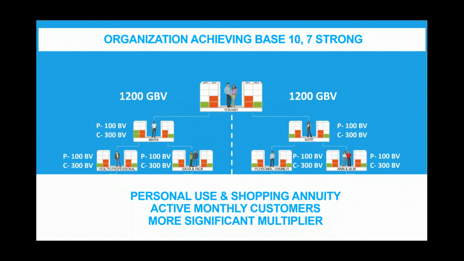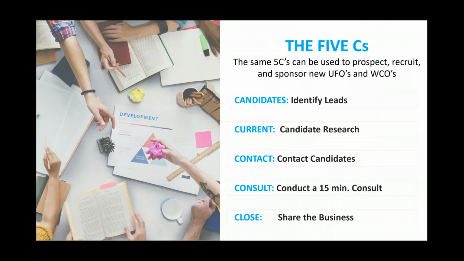Now, as you duplicate that, you're going to maximize your income and grow your income. And it simply is all about that foundation of Base 10 7 Strong. So how do we go about expanding our business through web centers? Well, it's really the same 5 C's that we've been talking about. We can use those 5 C's to prospect, qualify, and sponsor new unfranchised owners and web center owners.